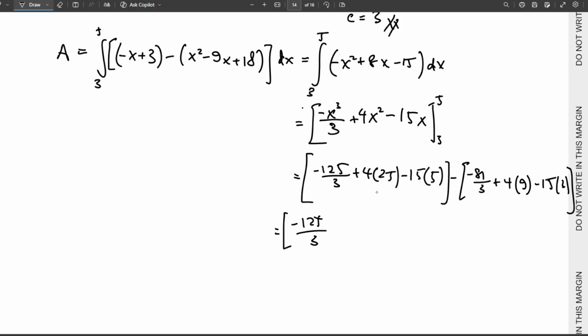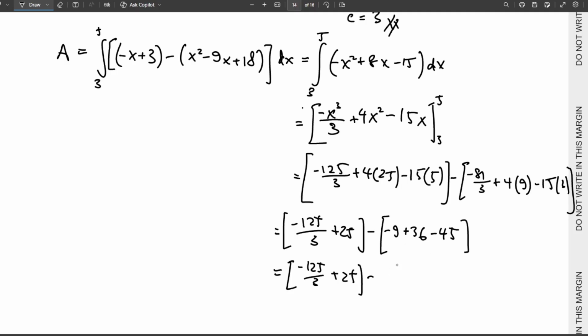4 times 25 is 100, minus 15 times 5 is 75, so 25 here. Minus of 81 over 3, that's 9. Minus 9 plus 4 times 9, 36. 15 times 3 is 45. Okay, so 125 over 3, 25.